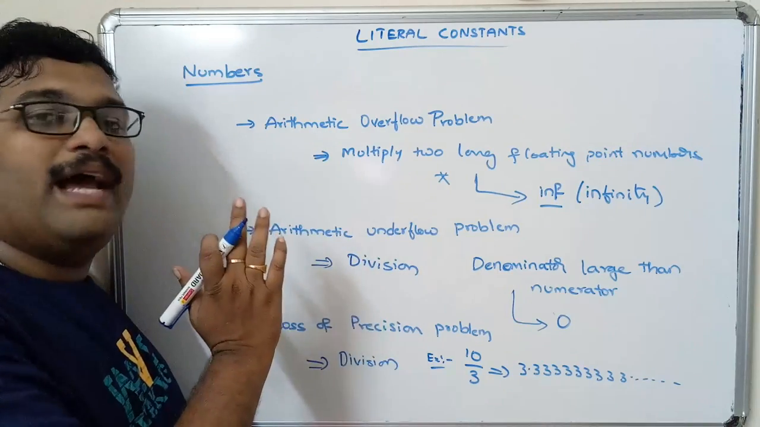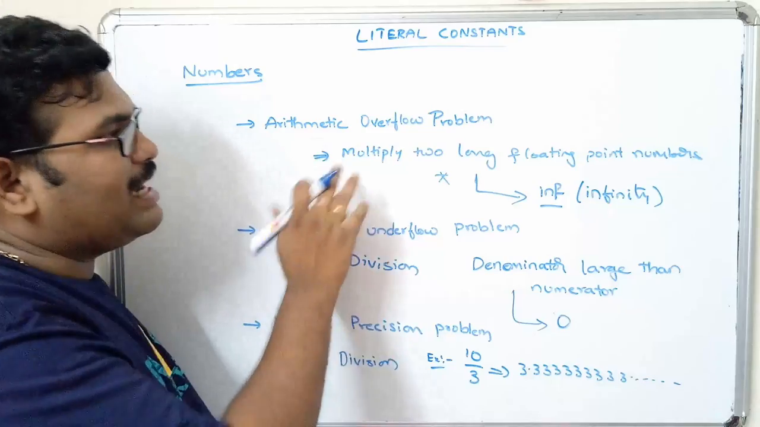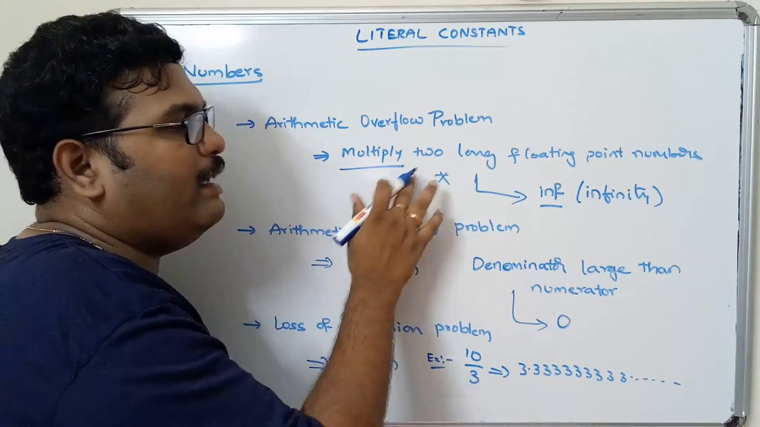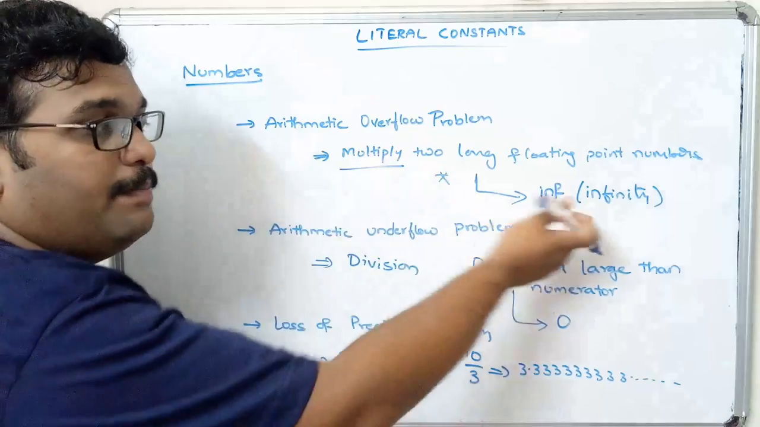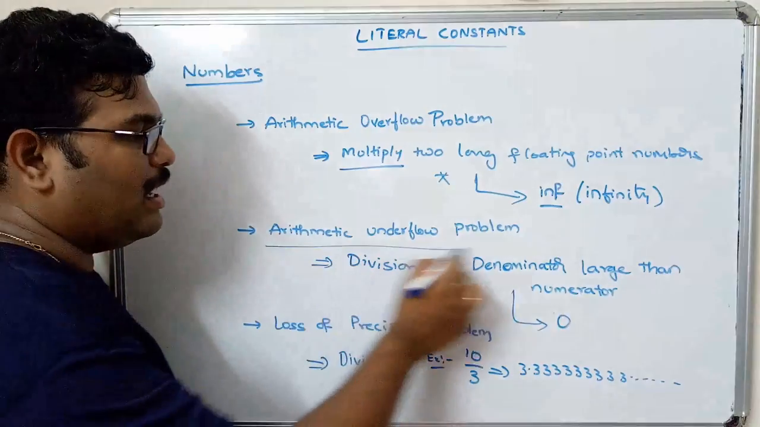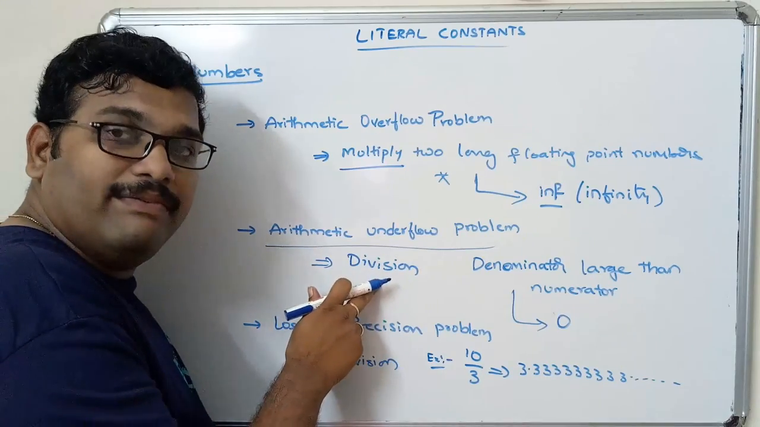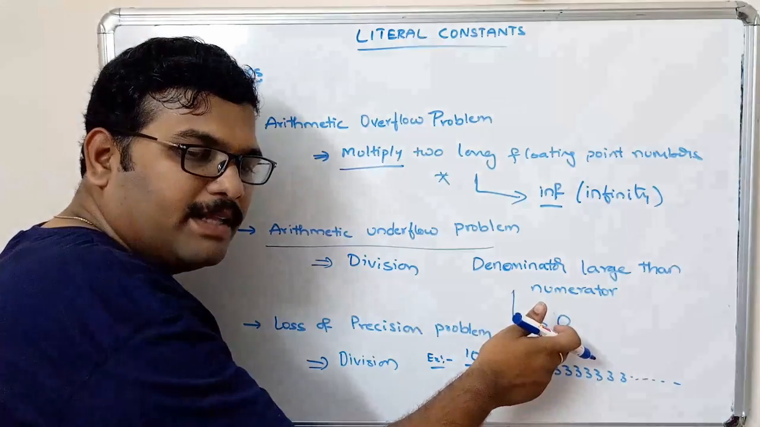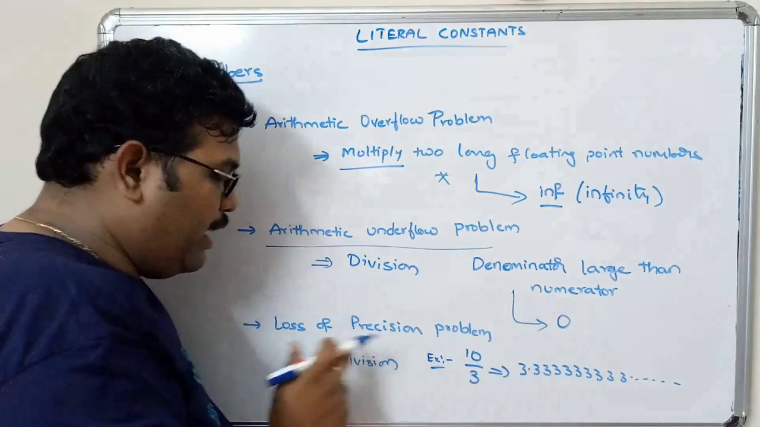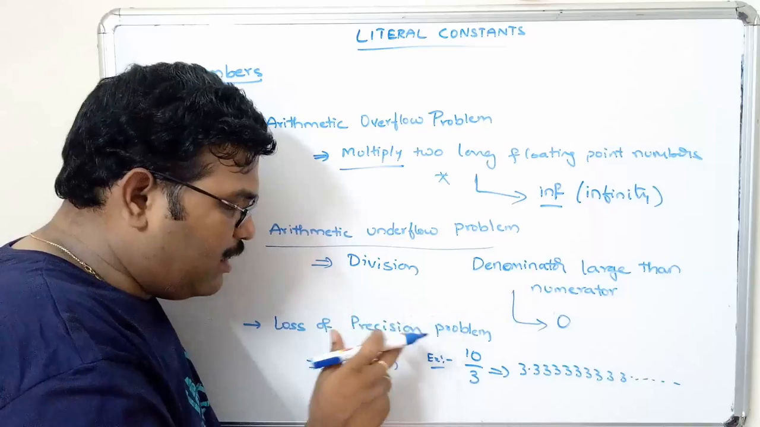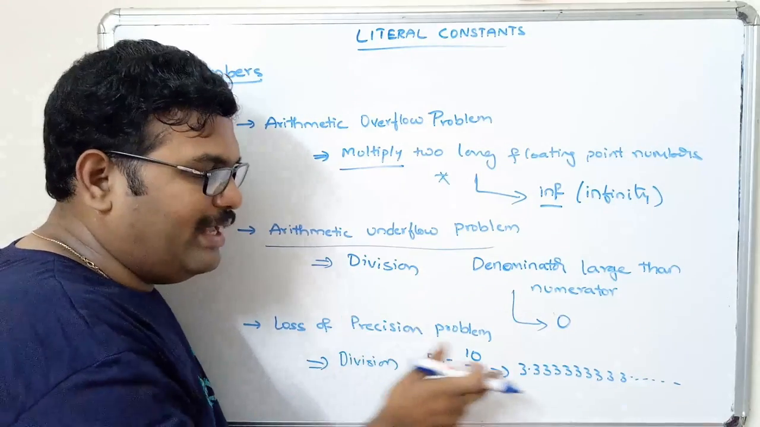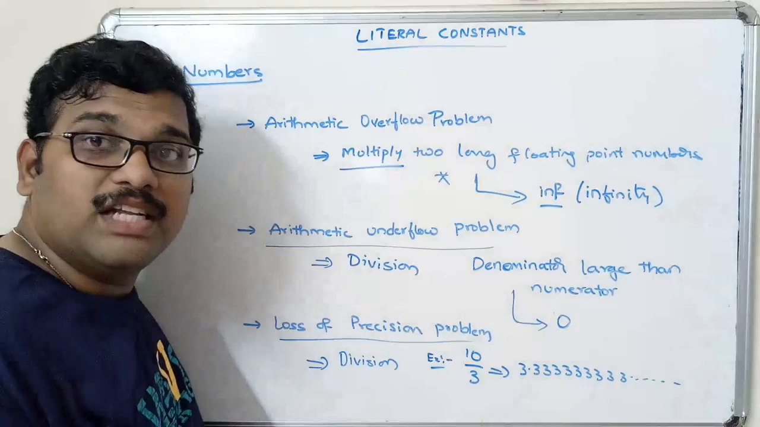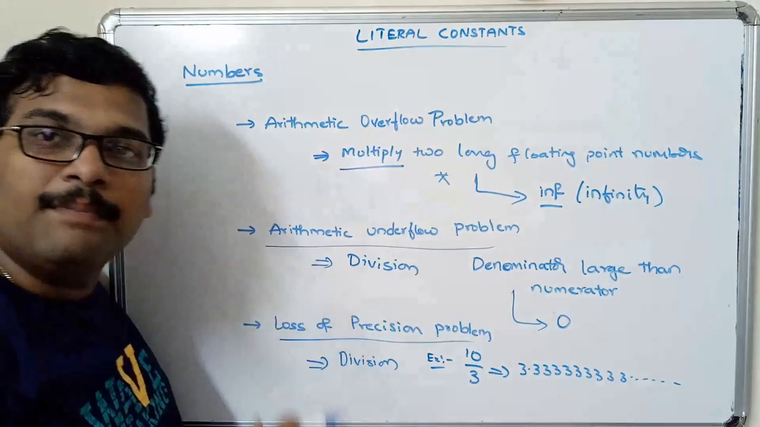So these are the three problems that may occur in Python programming by using arithmetic operations. First one, arithmetic overflow, occurs if you multiply two large floating point numbers, and the result will be given as infinity, INF. Arithmetic underflow occurs when you perform the division operation: if the denominator is larger than the numerator, the Python program will result it as zero. And the loss of precision problem also occurs when you perform the division operation, if there is no limit on the precision value, for example 10 by 3. These are the three major problems we can get in the number system.